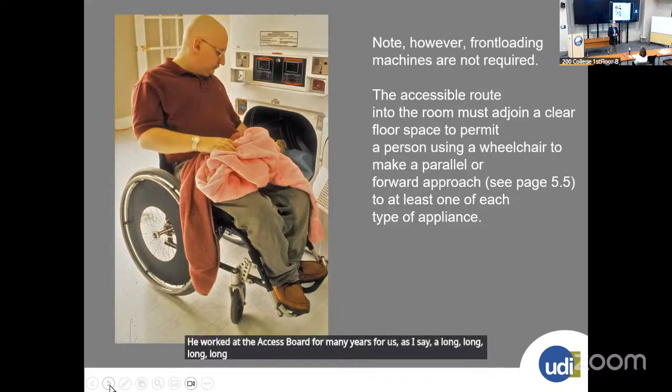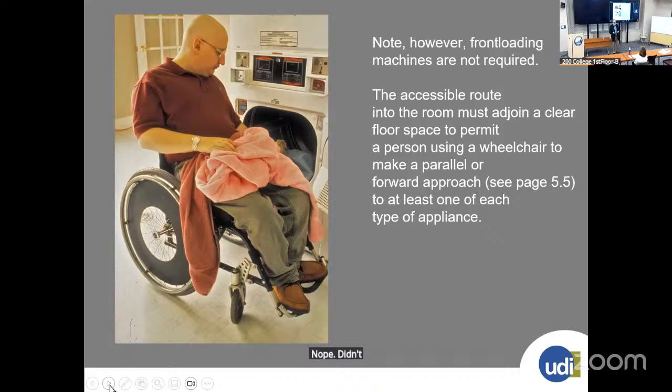But just as an example, you have to have an accessible route into a laundry area. Do you have to have front control, front opening washers and dryers? No. You can have standard inaccessible washers and dryers. It just doesn't go that far in many cases.